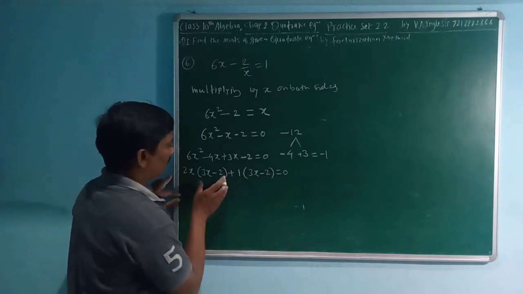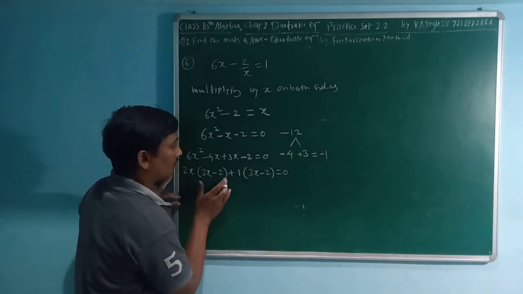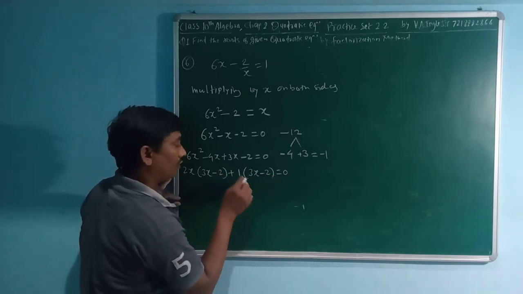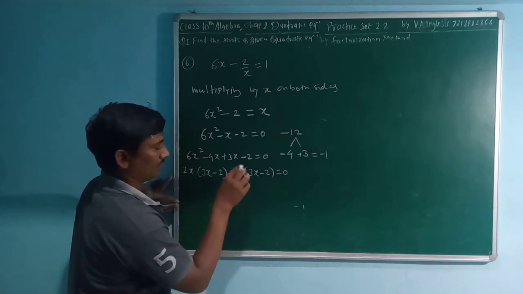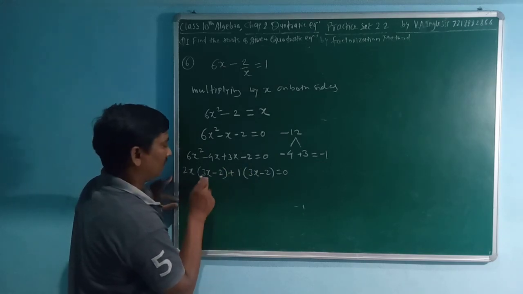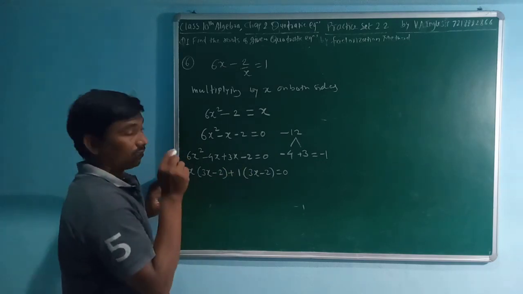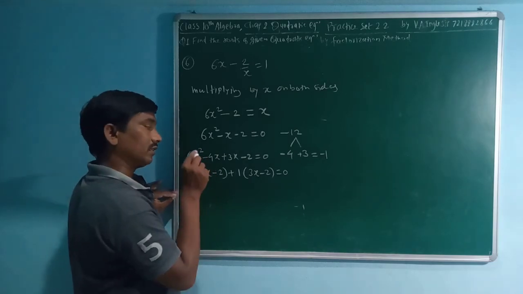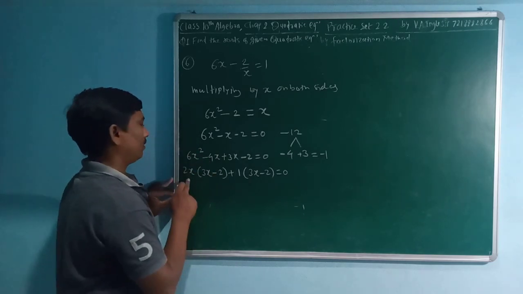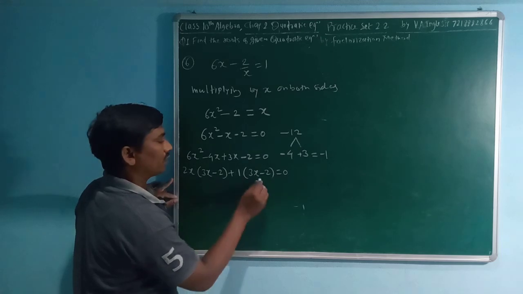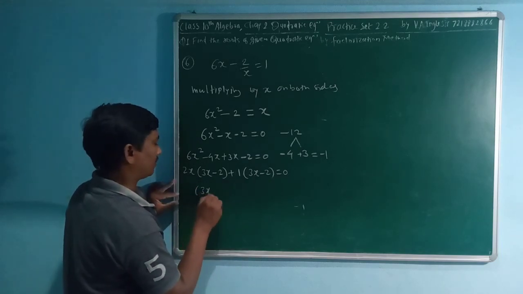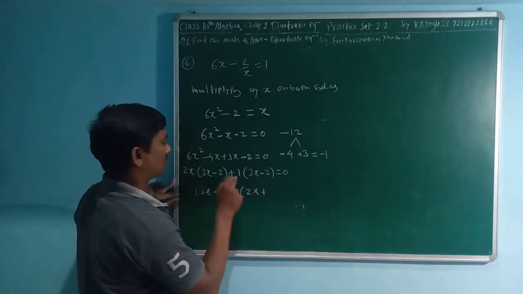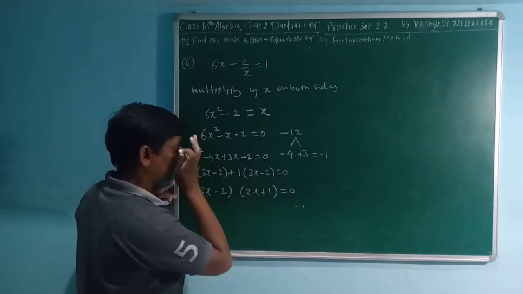See, whatever the bracket comes here, you have to think for the same bracket to come here, and for that you have to take common the term, so that this bracket should be repeated. Okay, if you go through the 5 examples we have solved earlier, you can see that. Okay, now look, 3x minus 2 bracket is repeated, so we'll write it only once, 3x minus 2 into 2x plus 1, equals to 0.